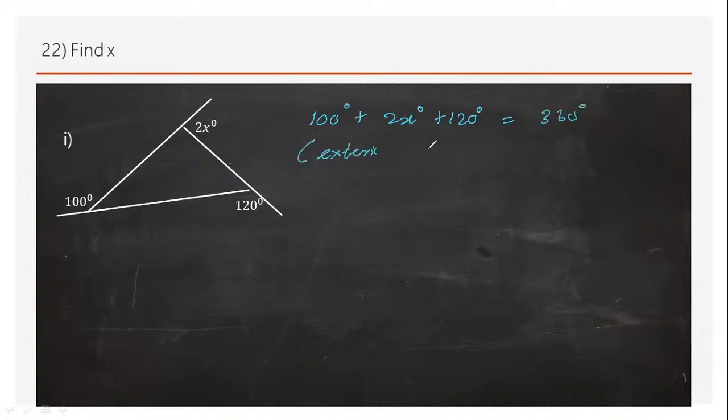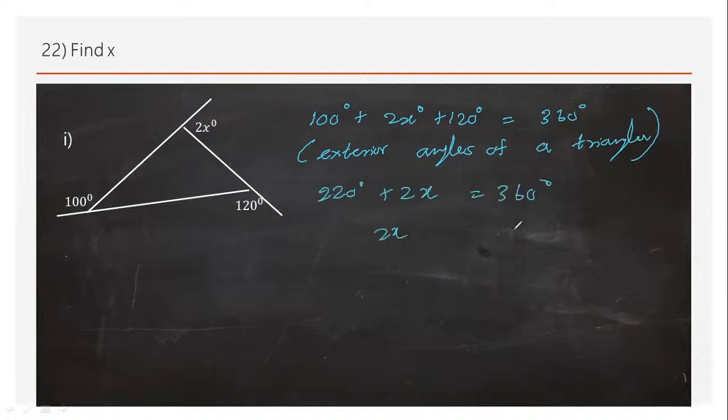exterior angle of a triangle. Exterior means outside. 100 and 120, 220 plus 2x equals 360. 2x equals 360 minus 220. 2x equals 140. Both sides by 2. X equals 70.